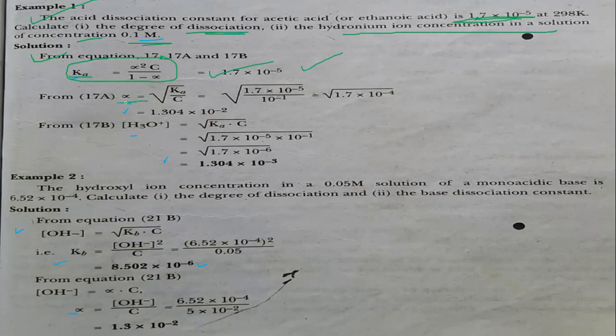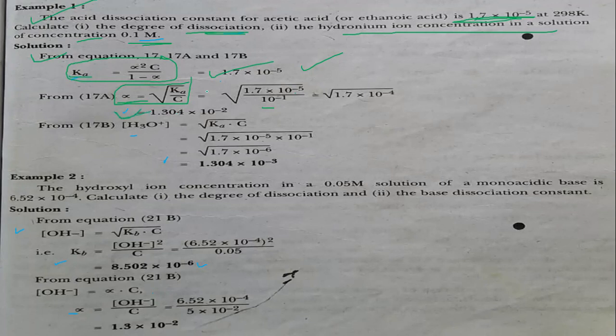You have one more equation, alpha is equal to the square root of K upon C, and you know the concentration also. So see here, 1.7 into 10 raised to minus 5, upon 10 raised to minus 1. The concentration is given over here, from which you can find the value of alpha. What is the value of alpha? It is 1.304 into 10 raised to minus 2.